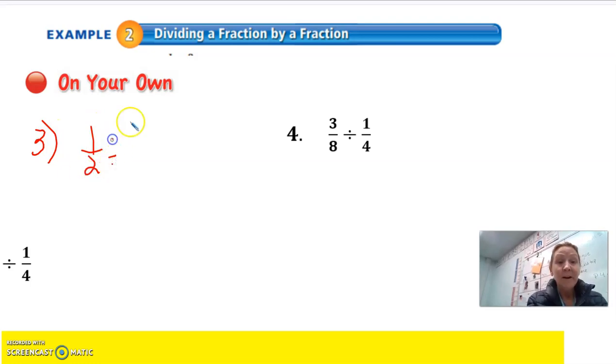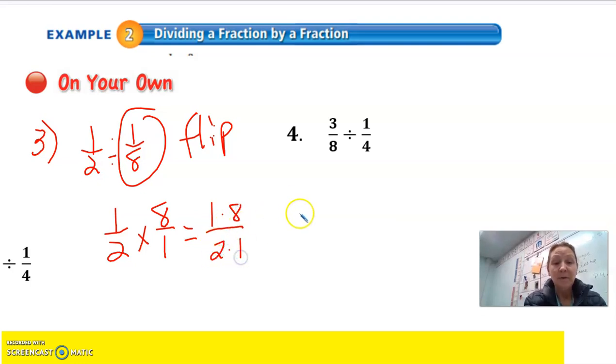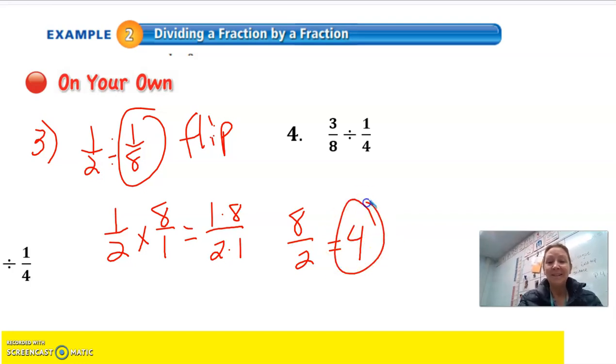1/2 divided by 1/8. I'm circling that. I'm going to flip it. So I have 1/2 times 8/1. Let's say you just multiply across. I get 1 times 8 over 2 times 1. 8 divided by 2 equals 4. That's the answer. It's 4. All right, good luck.